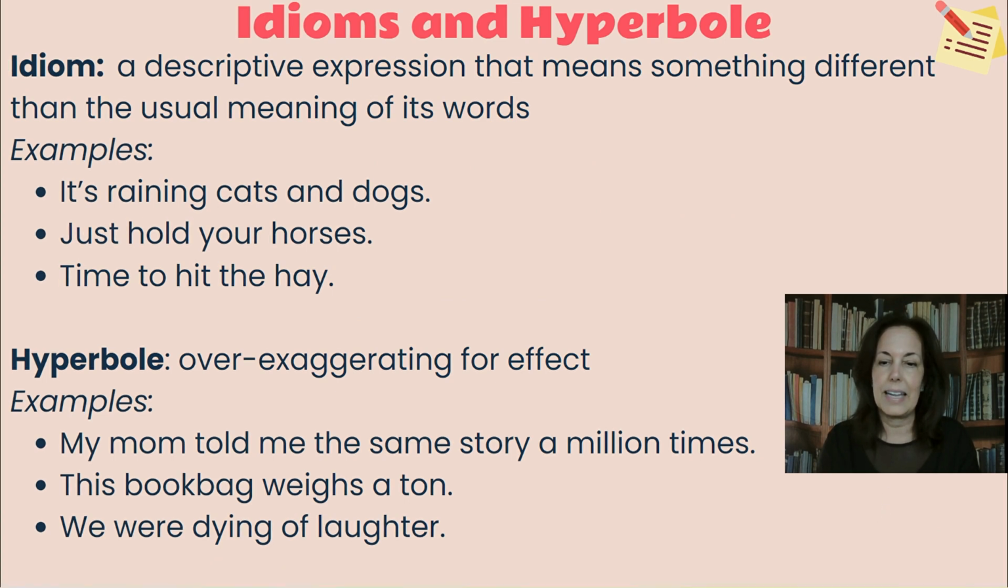Let's talk about idioms and hyperbole. An idiom is a descriptive expression that means something different than the usual meaning of its words. Examples: it's raining cats and dogs. Just hold your horses. Time to hit the hay. Okay, so they're expressions.